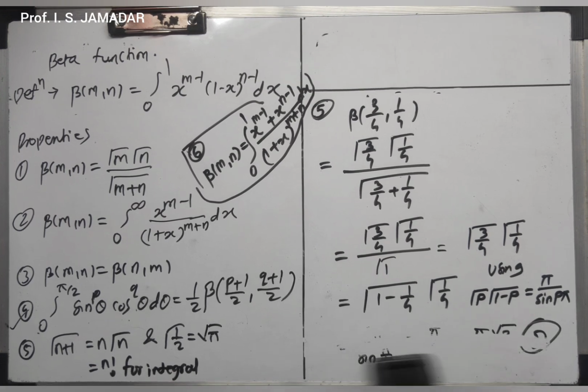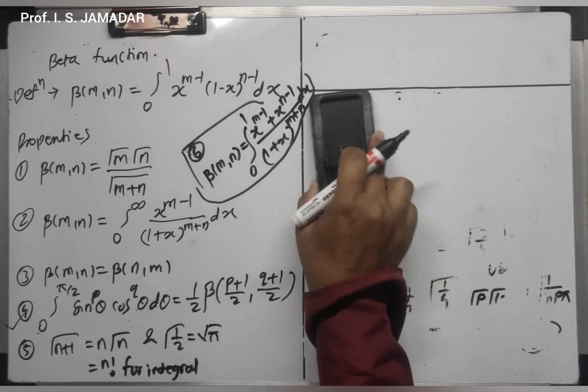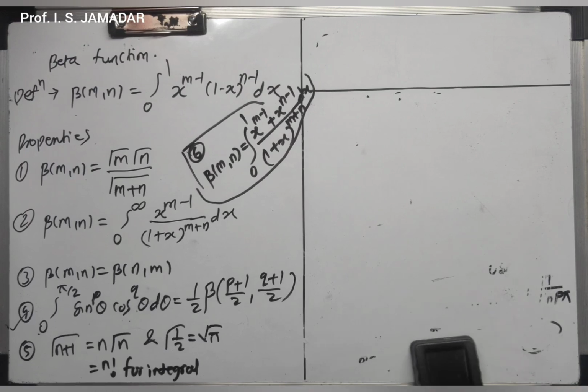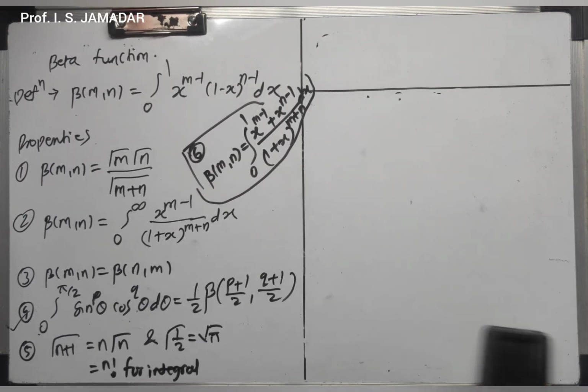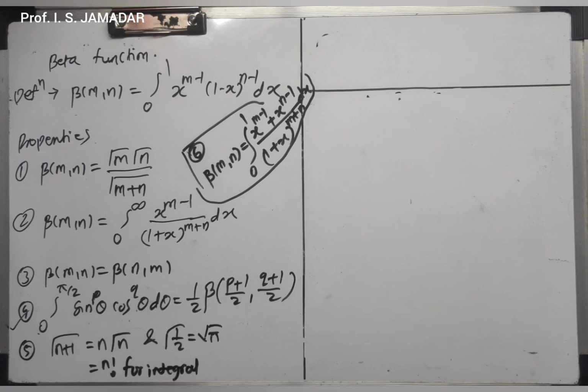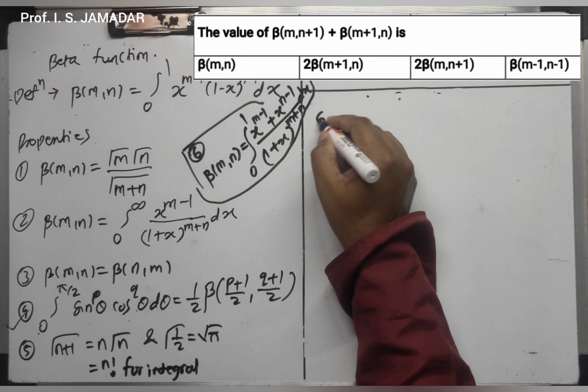This is the fifth example, by using the property and the relation between beta and gamma. Remember the property that gamma p into gamma 1 minus p is equal to pi upon sine p pi. Now let us go for the next question. Question number 6.